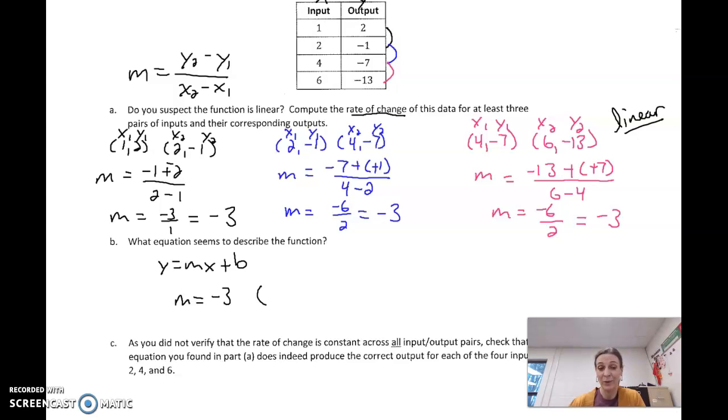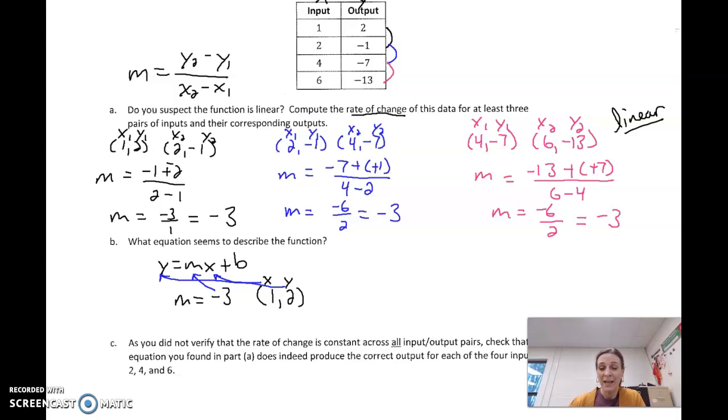So maybe I will definitely use m as -3, but I could use 1 and 2 here as my ordered pair. Or I could use 2 and -1, or any of them. That's my x value, that's my y value. So now remember what we're going to do is plug this stuff in.